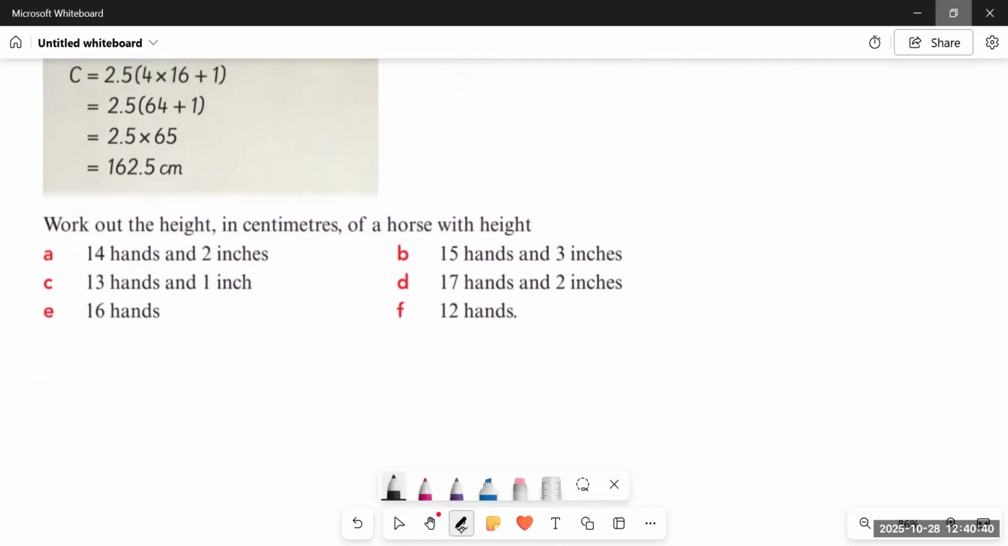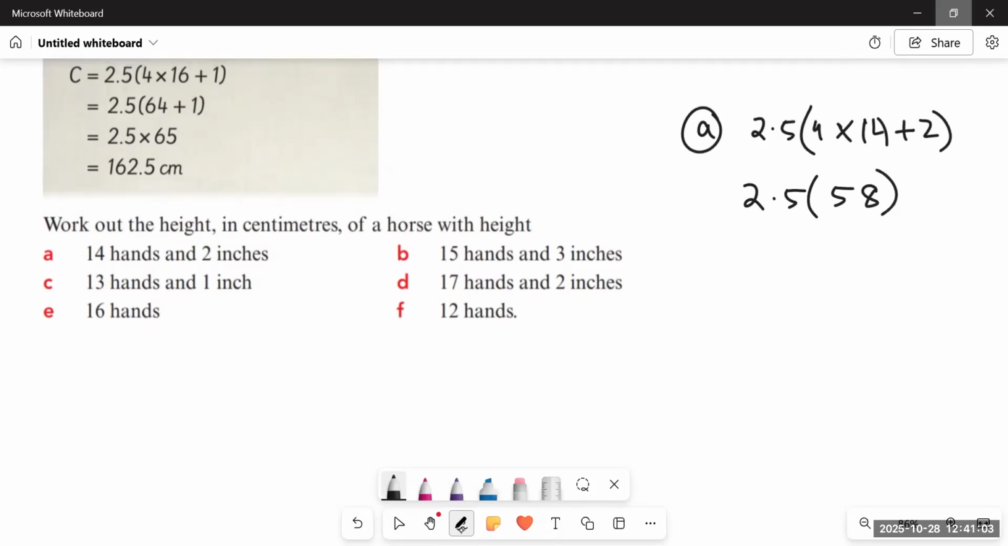So what are we supposed to do? For part A, it would be 2.5(4 multiplied by 14 plus 2). That's all we have to do. So 4 multiplied by 14 is 56. 56 plus 2 is equal to 58. And then we will multiply it with 2.5. The final answer would be 145.